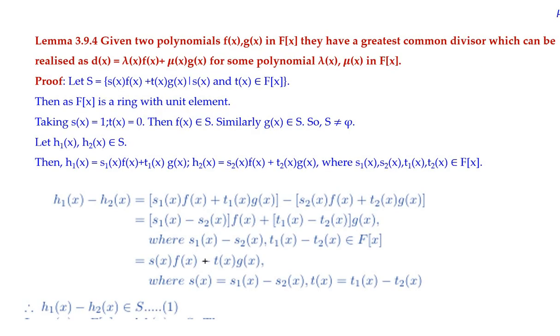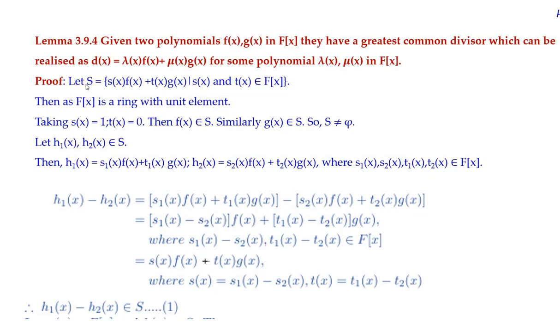In this video, we will prove the existence of GCDs of two polynomials in F[x]. So, the statement goes like this. This is Lemma 3.9.4. Given two polynomials f(x) and g(x) in F[x], they have a GCD, greatest common divisor, which can be realized as d(x) = λ(x) f(x) + μ(x) g(x) for some polynomials λ(x), μ(x) in F[x].